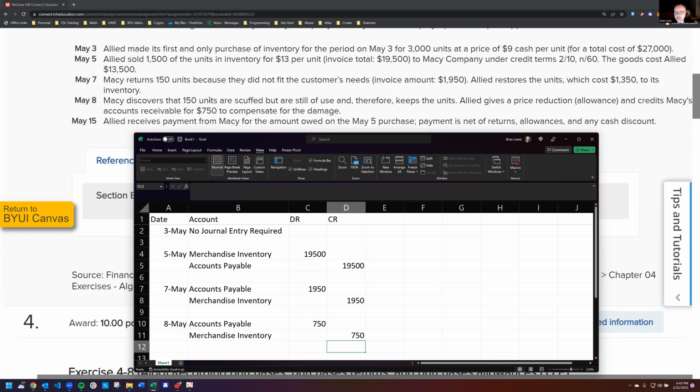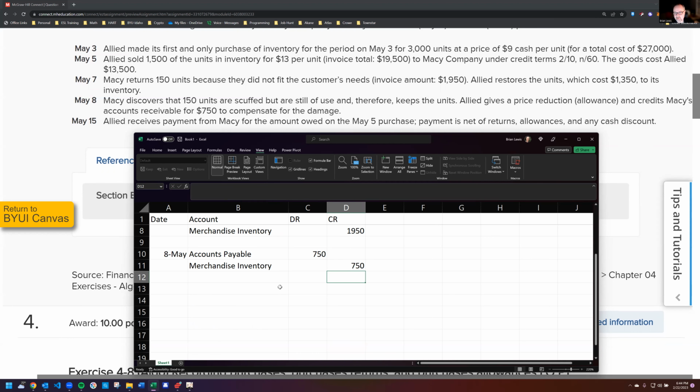And then we have one last one. Allied received payment from Macy for the amount owed on May 15th. Okay. So they received it on the 15th, which is 10 days, right? So they paid it within the 2/10. So there must be a discount that Macy's going to take. All right. So we got to figure out the discount. We have to figure out the amount paid. We have to figure out the cash.